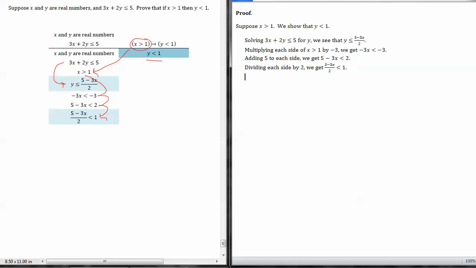And then finally, the last step was to combine our inequality for y with this inequality for (5 minus 3x) over 2, and those together gave us our goal of y less than 1. So we'll say, combining this last inequality here with our earlier one, y less than or equal to (5 minus 3x) divided by 2, we see that y is less than 1. And that finishes the proof.